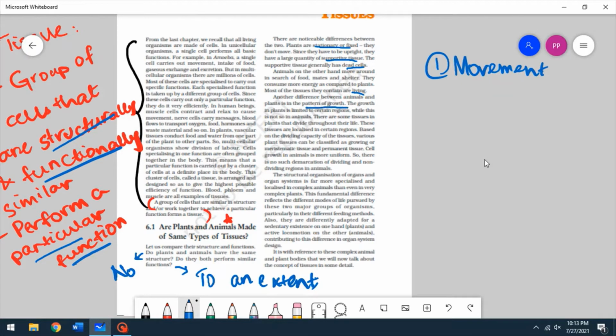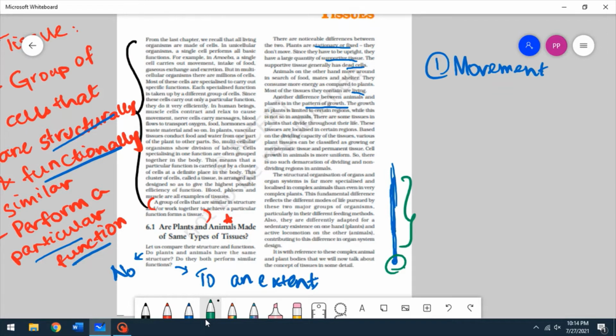Another difference, so the first difference is movement, and then the second difference between animals and plants is the pattern of growth. The growth in plants is limited to certain regions, while this is not so in animals. So plants, if at a certain time in their lifetime, they only grow vertically. So if this is a seed, if you imagine a plant, not a tree, it's thin but it's long. It's not this seed anymore. It grew by so much. So they have limited growth in certain regions. So right now it's growing only vertically.